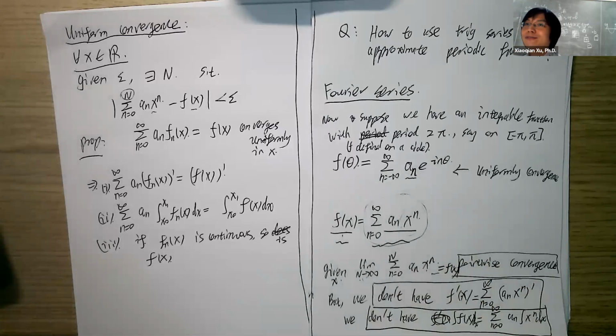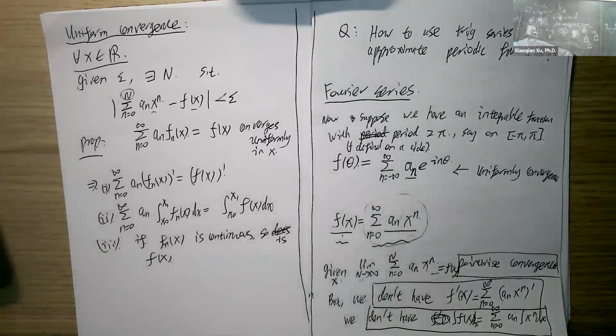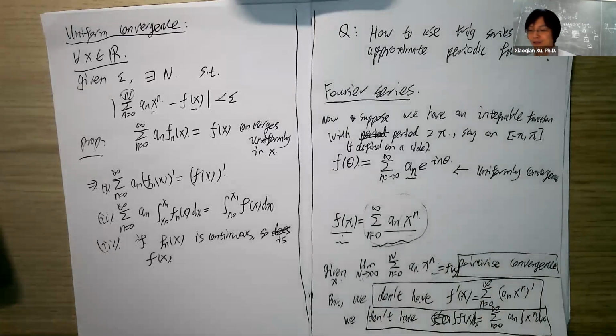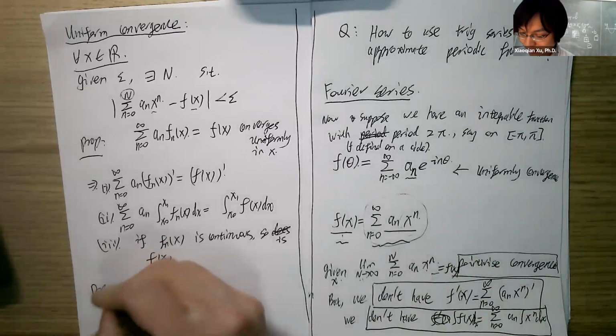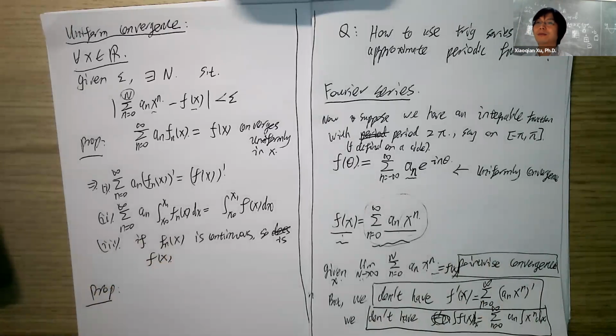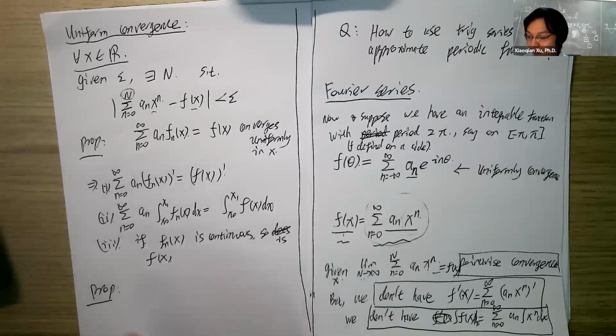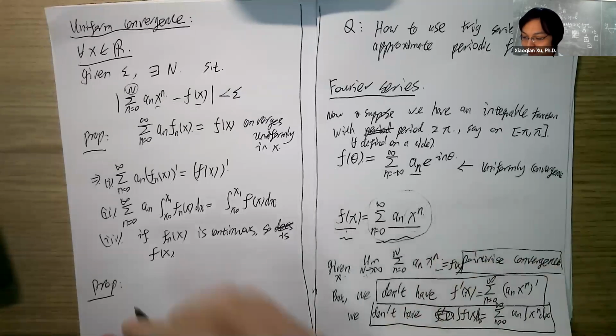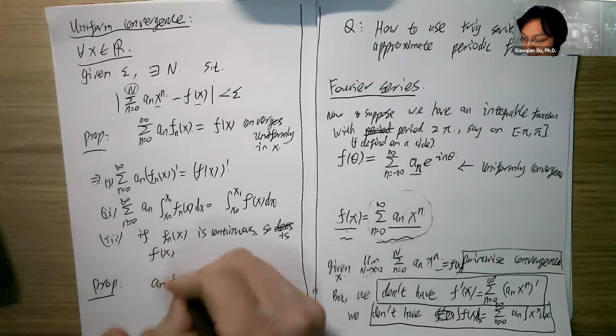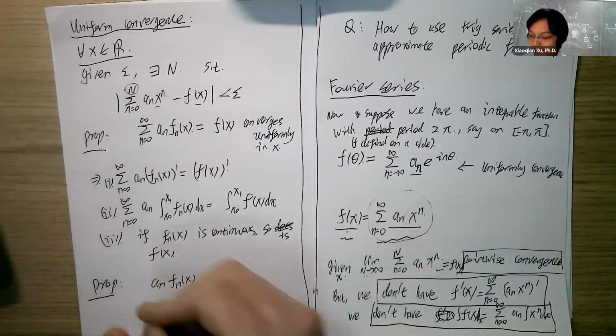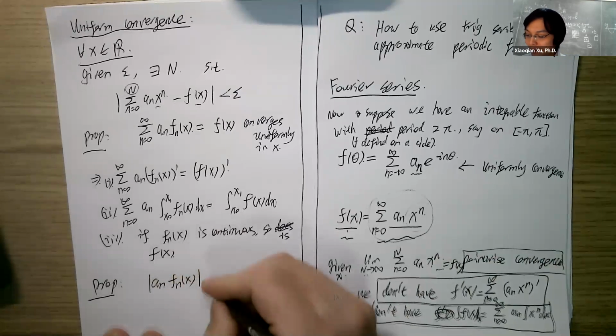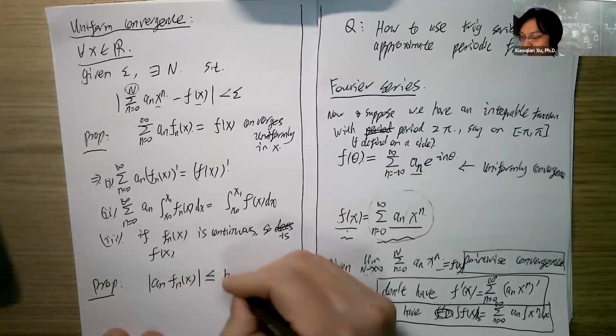It is very nice, but how can you check whether some series is uniformly convergent? In this course, I think we only need one criterion to check whether a sequence is uniformly convergent or not. That is, well, suppose each term can be bounded above by some B_n.